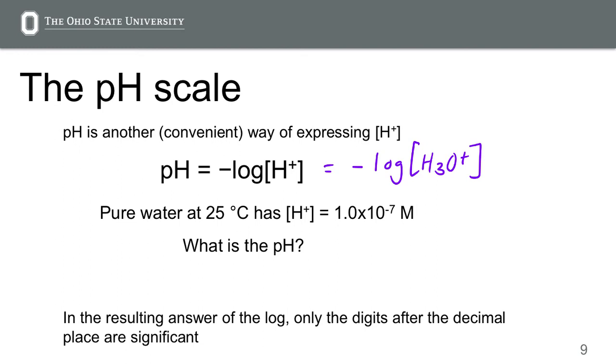If we are looking at pure water at 25 degrees Celsius, what we find is that the H+ concentration is 1 times 10 to the minus 7 moles per liter. And so to calculate the pH of that, you probably recognize that the pH of pure water at 25 C is 7, but that's minus the log of 1 times 10 to the minus 7.